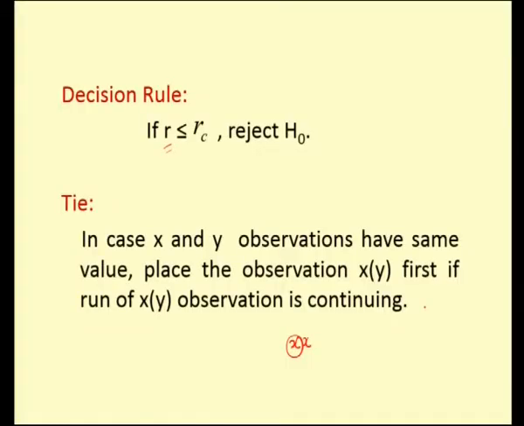Here you have to place observations of x first. If x is written first and the values of x and y are the same, then if you have placed x first, next you have to place only x. So that is what I have said: place the observation of x first if the run of x observations is continuing, or y first if the run of y observations is continuing.